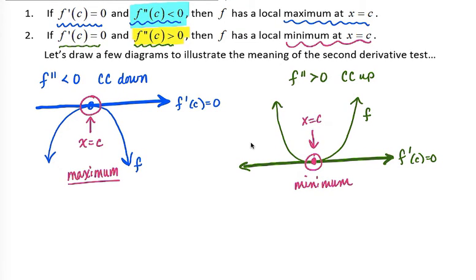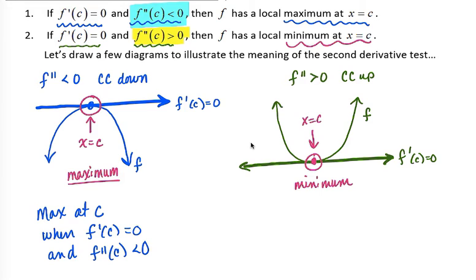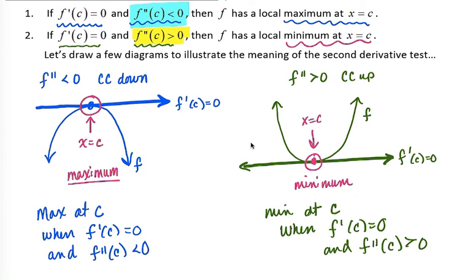So to summarize, here's what's going on. You have a maximum at c when the first derivative at c equals 0 and the second derivative at c is less than 0. You're going to have a minimum at c when f prime at c equals 0 and the second derivative at c is greater than 0.